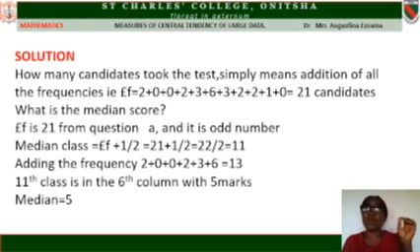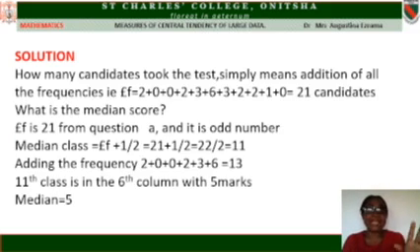Summation F is what? 21 from the first question. Then it shows that our frequency is 21, and 21 is a what? Odd number. Therefore, we are going to sum frequency plus 1 and divide it by 2. When we add 21 plus 1, what do we get? 22. And when you divide 22 by 2, what is the answer? 11.